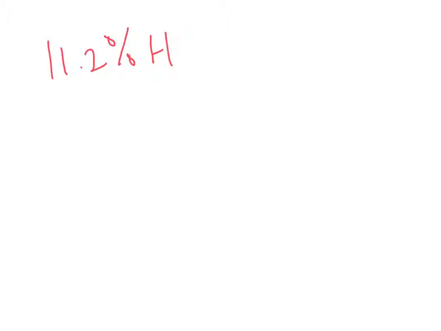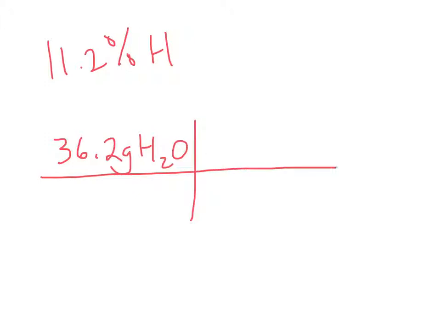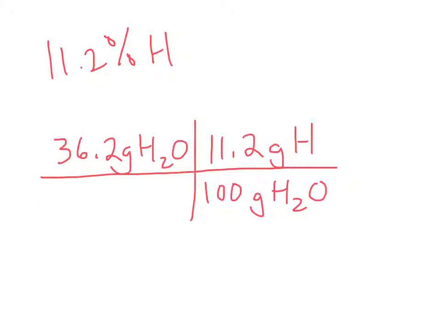So when you're given 36.2 grams of water, and we're trying to determine how many grams of hydrogen are in that, we can use this percent composition as a conversion factor. So we can see that there are 11.2 grams of hydrogen in every 100 grams of water. And again, it's this amount over 100 that is really giving us that percent idea. So that's where that percent composition is coming from.